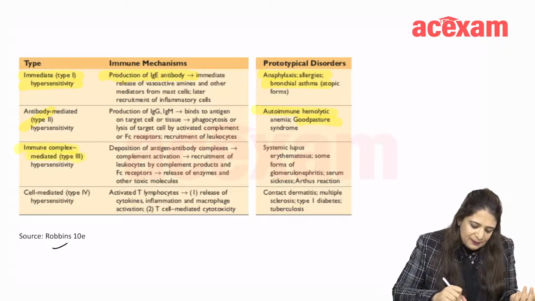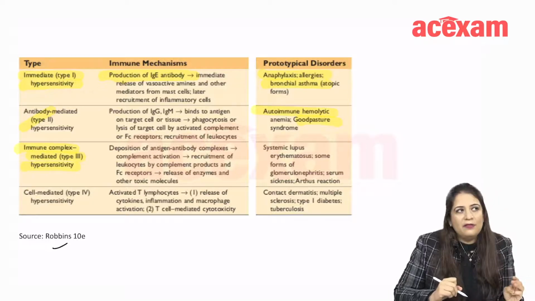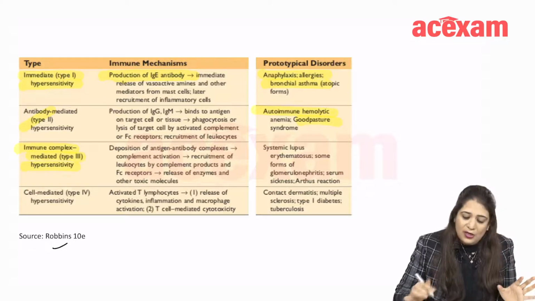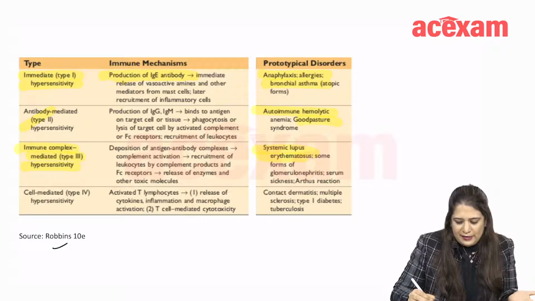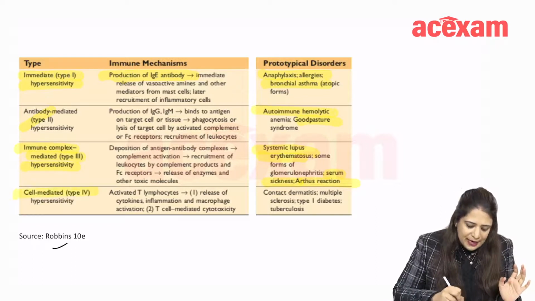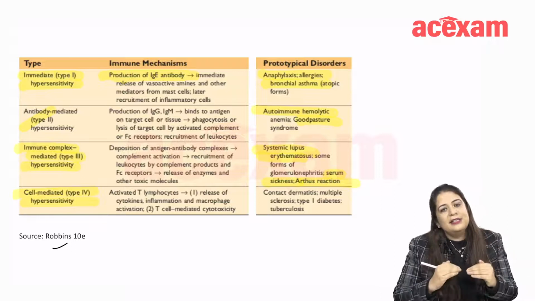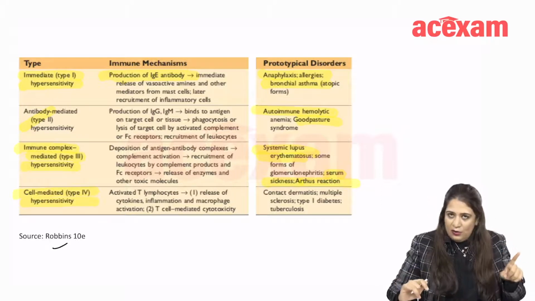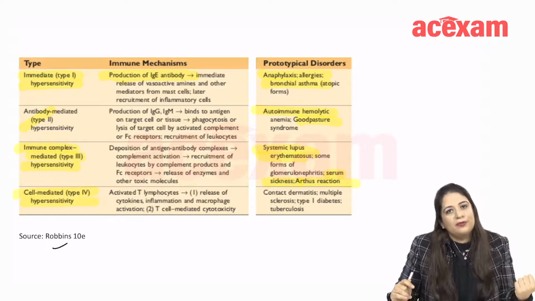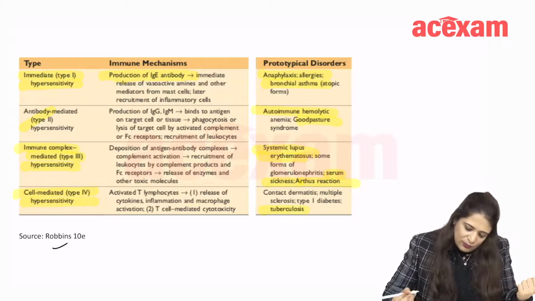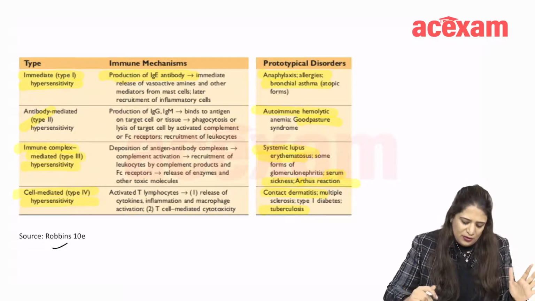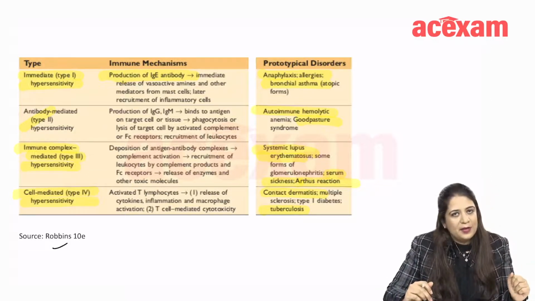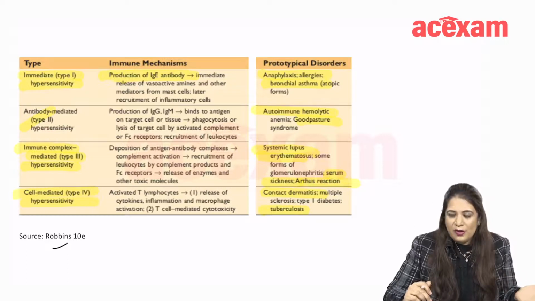Then immune complex mediated type 3 hypersensitivity, when there is immune complex deposition. It is seen in SLE and certain other forms of glomerulonephritis, serum sickness and Arthus reaction. Type 4 hypersensitivity, delayed, remember, granuloma. Granuloma formation is a type of type 4 hypersensitivity reaction seen in tuberculosis, and also contact dermatitis and multiple sclerosis, if you can remember. Alright, so shall we proceed to the next question?